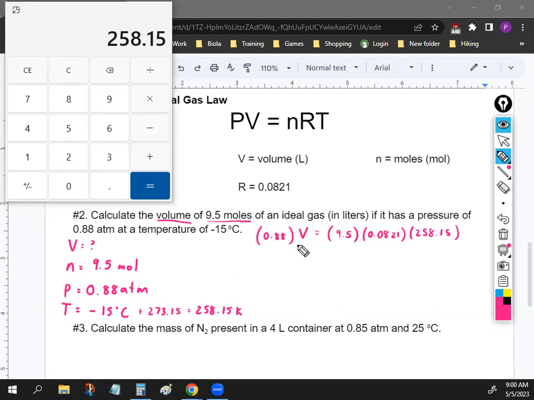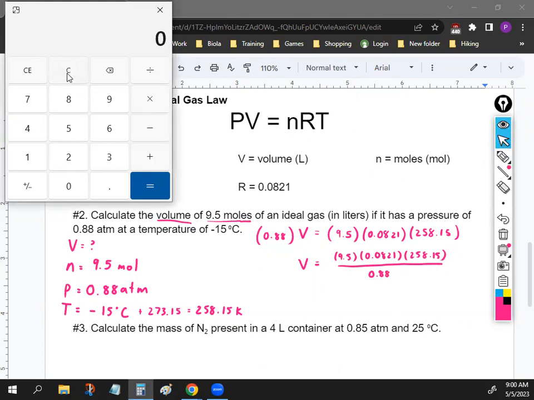All right, so what we have to do is we need to isolate the V. So if you take a look at 0.88 and V, they're being multiplied, right? So in order to move the 0.88 to the other side, we just need to divide that side by 0.88. So on the top of the fraction, we'll have 9.5 times 0.0821 times 258.15, all divided by 0.88. Okay, that's it. So the math is pretty simple.